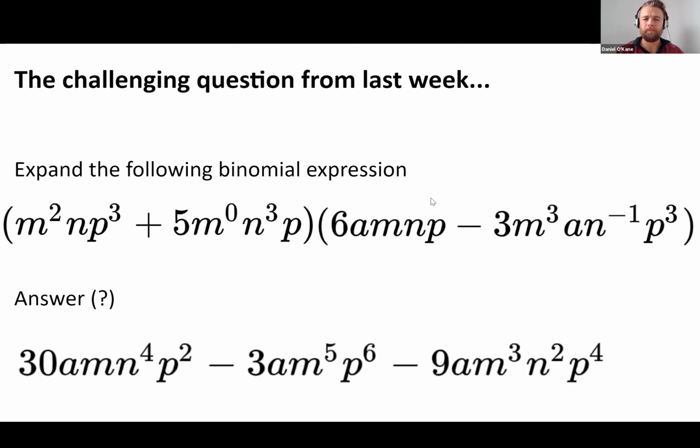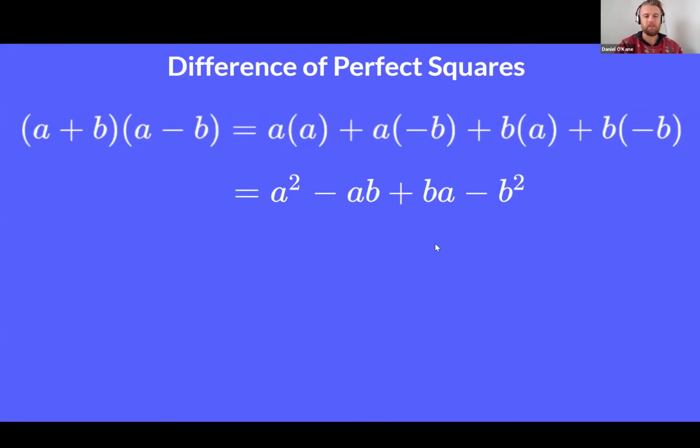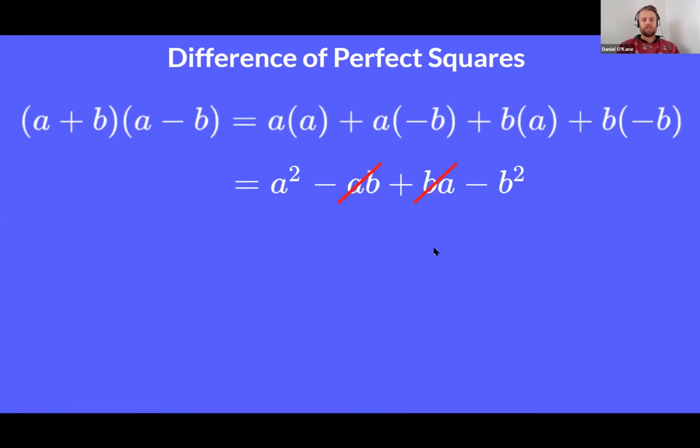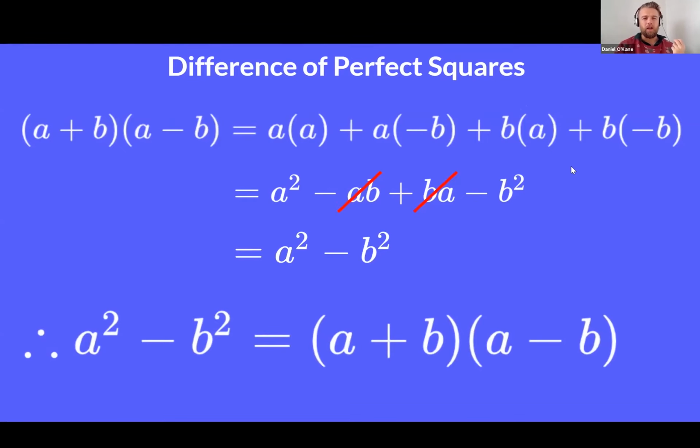All right, good. I also asked people to find for me the formula, I think it was for the difference of perfect squares. I can't remember if I did that one myself at the end of class last week or if I asked you guys to do it. When you use binomial expansion for a plus b times a minus b, you should get a squared minus ab plus ba minus b squared. But a times b is the same as b times a, so if you're subtracting it and then adding it, it cancels to 0. What you should be left with is a squared minus b squared. Then you can use this as a factorization and go the other way around: when you see the difference of squares, you can factorize to be a plus b times a minus b.